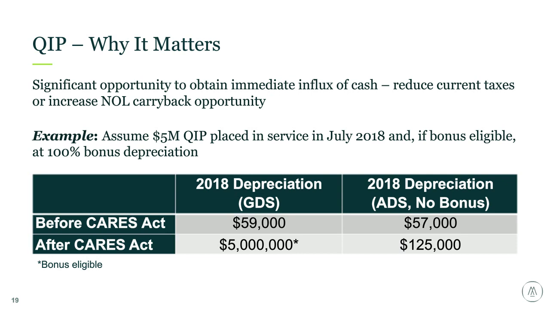All right, so I think we're at the next polling question. Yeah, so the question is, has your company taken advantage of the recent retroactive change to qualified improvement property in the CARES Act? Option A is yes, option B is no, and option C is not sure. We'll give about 30 seconds to let everybody answer.